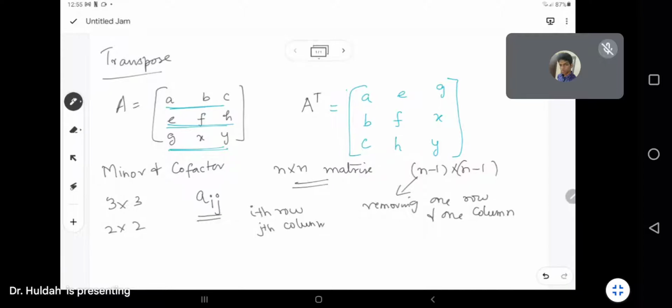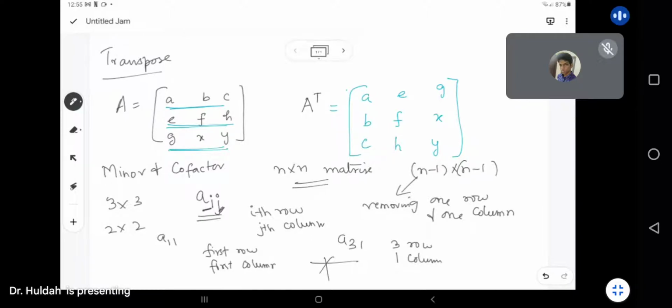Excellent. This is row, this is column. So A11 means what? First row, first column. That I will remove. So other than that, I will write. A31 means what? Third row, first column. That element alone I would remove from the matrix, and then I'll write the remaining elements. So these are called minors.